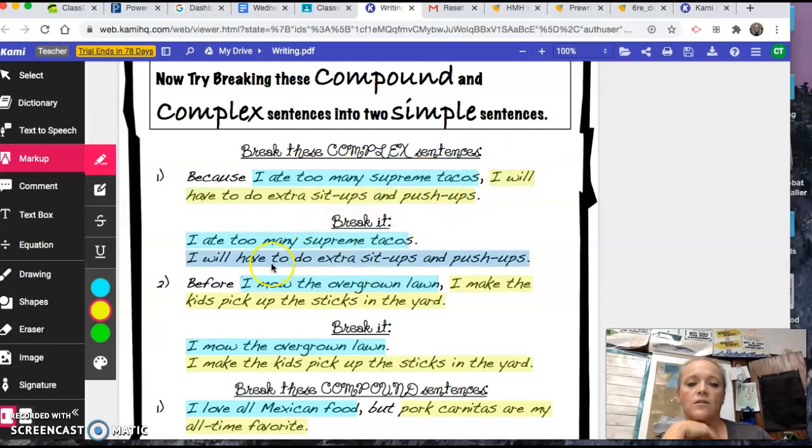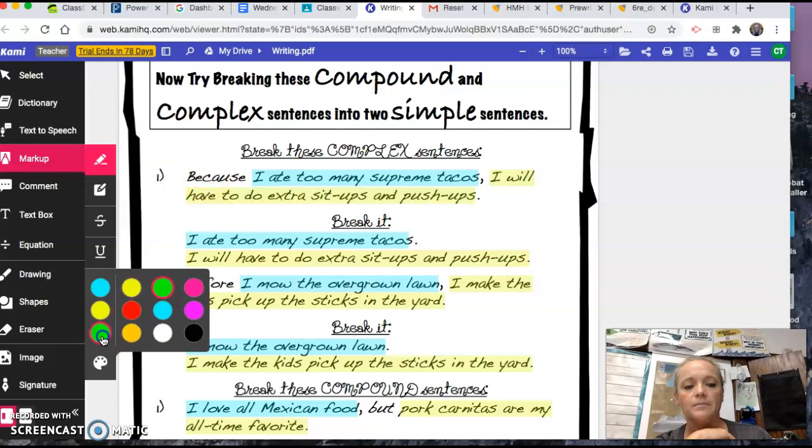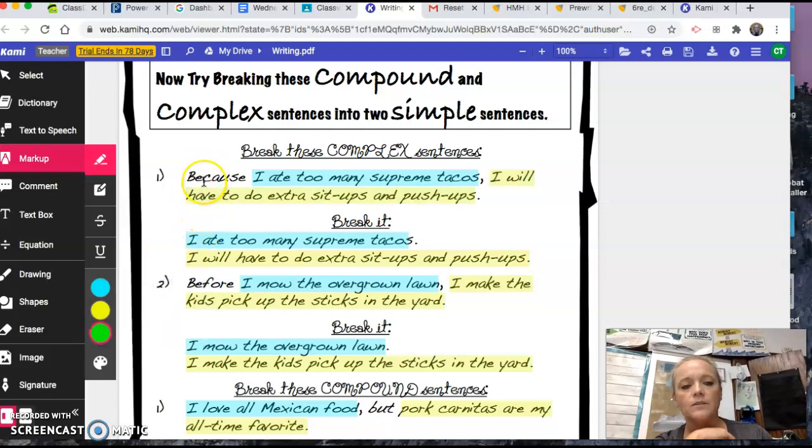I will have to do extra sit-ups and push-ups. And this is all written already on your text, but I just want you to go through and highlight, find these broken up sentences in our bigger sentence and highlight them so they match. I want you to notice that because is stuck out here by himself. Let's see. Did it do it? Yeah, it did.